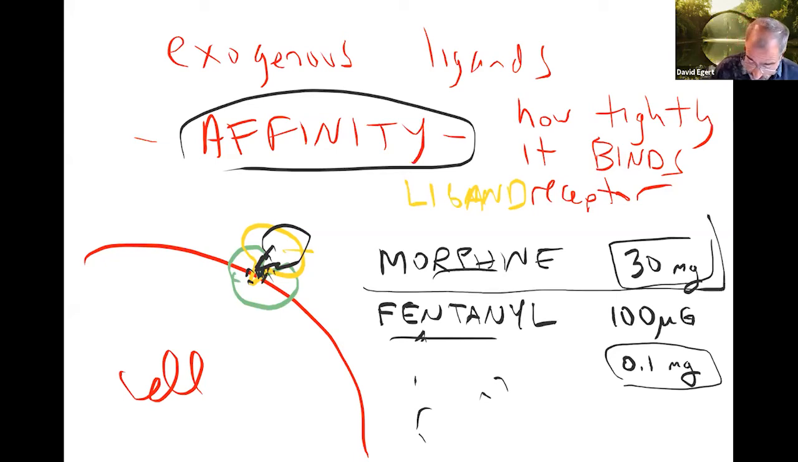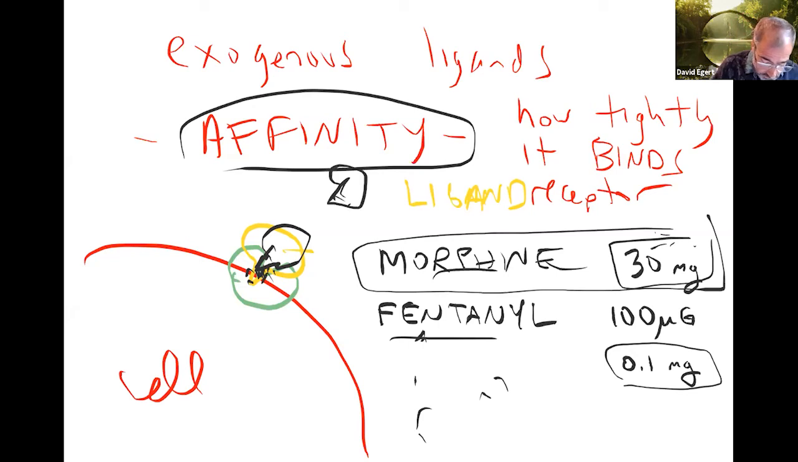If you have something with lower affinity, you're going to need more of it floating around because it gets in, it gets out, it gets in, it gets out. So you need more of it just floating around to have the same ultimate effect at the receptor. If you have something that has very high affinity, it gets in there and it holds on, and you don't need to have as much floating around.